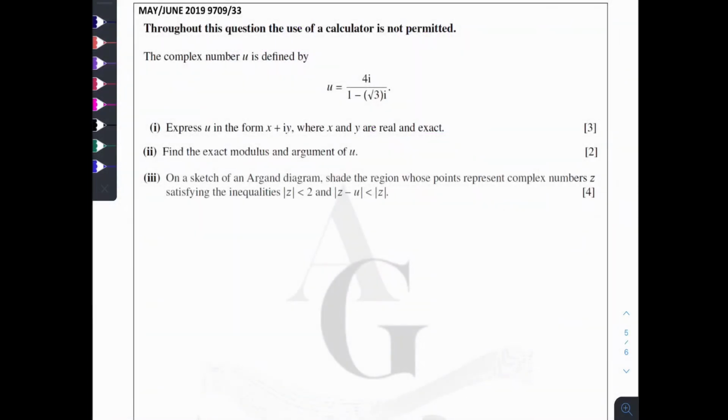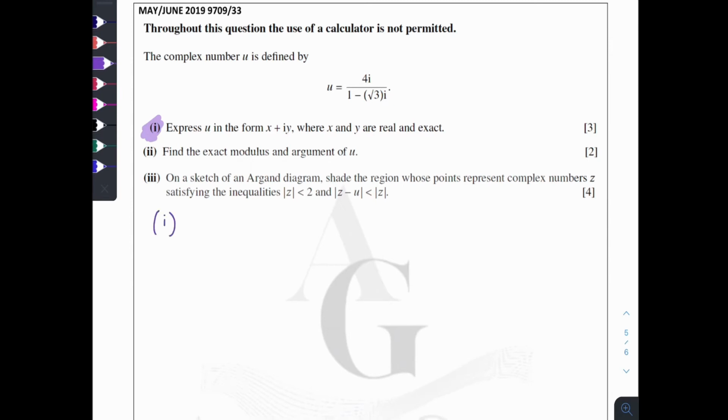Let's look at how the past year questions ask about the division of a complex number. Have a look here. Throughout this question, the use of the calculator is not permitted. That means you cannot key this into your calculator and get the answer straight away. So now you are given that u is defined by this, 4i over 1 minus square root 3i. For part 1, express u in the x plus iy form, where x and y are real and exact. So we'll only discuss part 1.